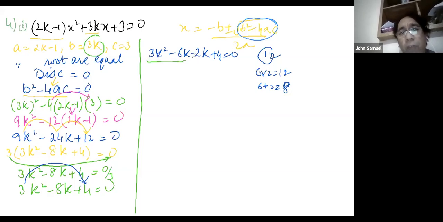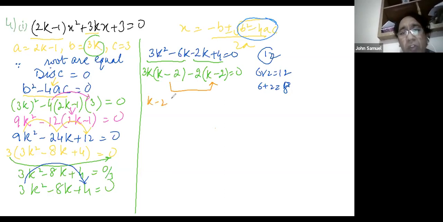तो सिंस वी हैव 4 टर्म्स, आउट ऑफ 4 टर्म्स वी कैन टेक कॉमन. Here we can take 3k as common, so remaining is what? k minus 2, and similarly from here we can take 2 as common, so k minus 2 is the remainder. Now you are familiar that these two are the same, so we are doing correct.